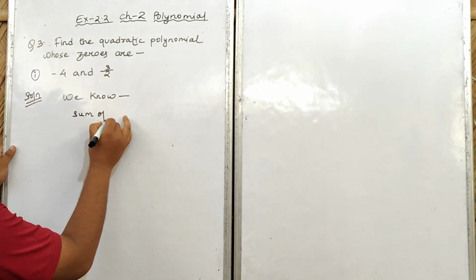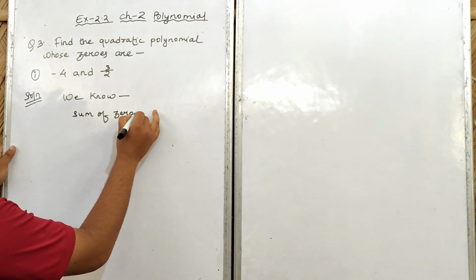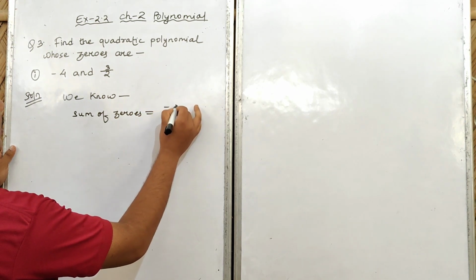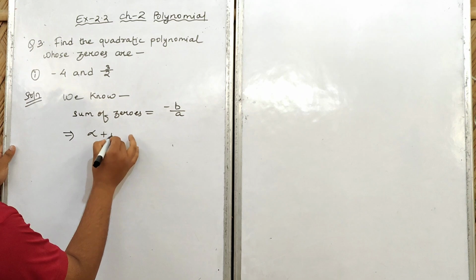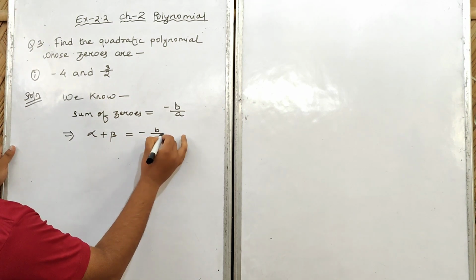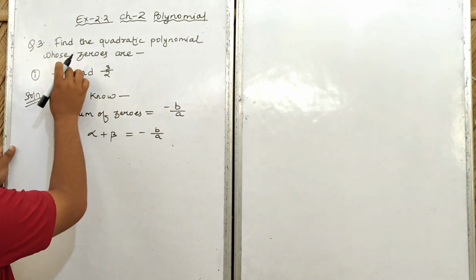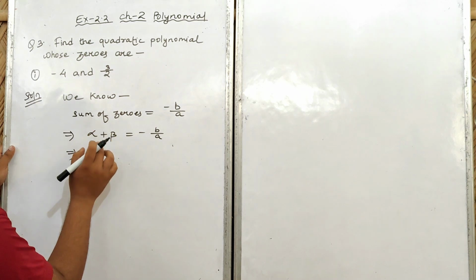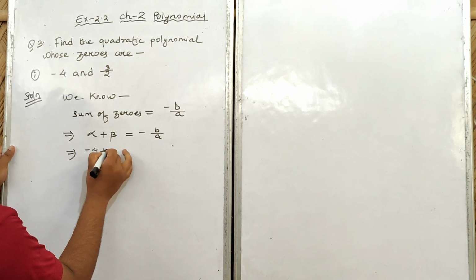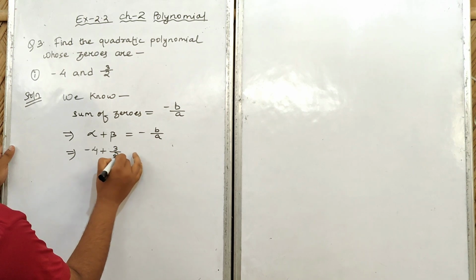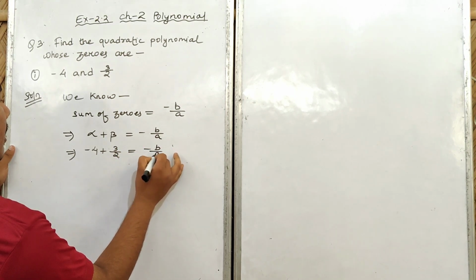sum of zeros. So sum of zeros formula is what? Minus b by a. Now sum of zeros means what? Alpha plus beta, equal to minus b by a. Now the first number we will take as alpha and the second value we will take as beta. So first value is what? Minus 4 plus beta. Beta कितना दिया हम लोग को? 3 by 2 equal to minus b by a.